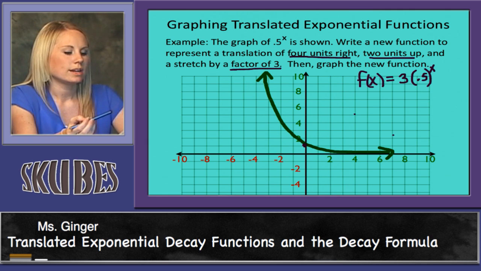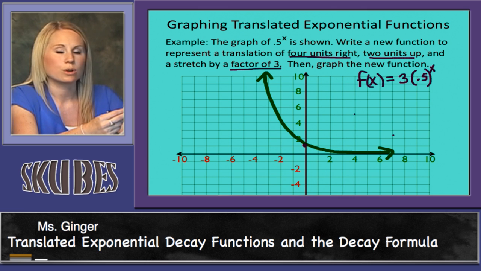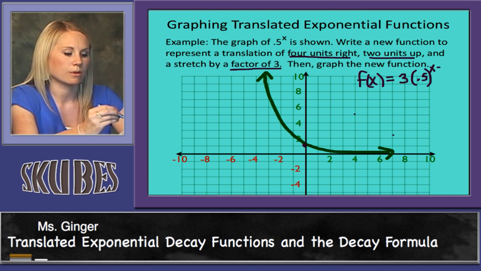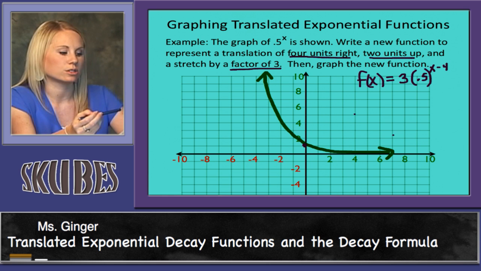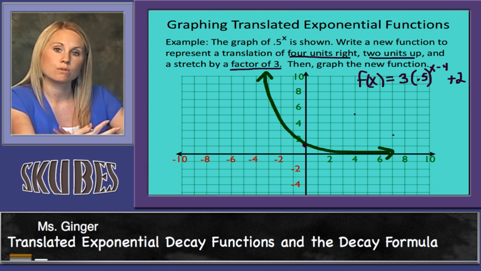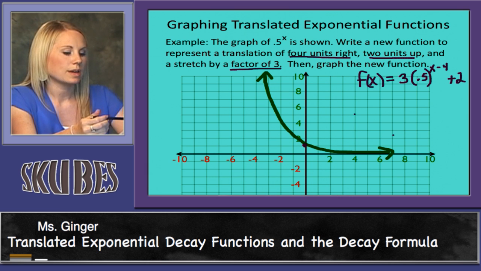Okay, we need to apply a translation of 4 units right, so we're actually going to subtract 4 up here with the power. Those are the ones that cause the horizontal movements. And then 2 units up, so we're going to add 2 on the outside. So there's our new function. All right, so we have that.